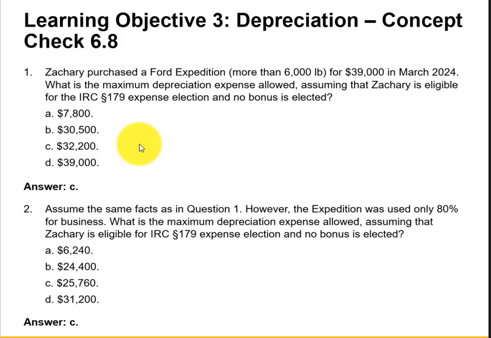If it was only used 80%, we treat it as two separate assets. We're only calculating depreciation on 80% of the 39,000. We would then use the 80% of the 30,500, right? And then we would calculate using the 20% on the table on the other part of the asset up to 80%. So we get 25,760.